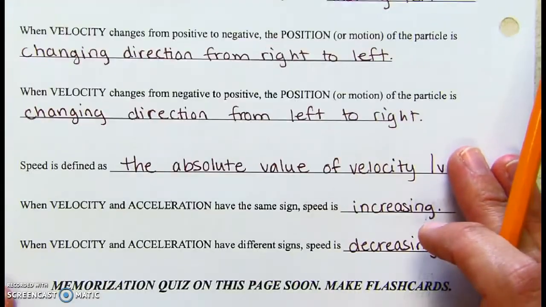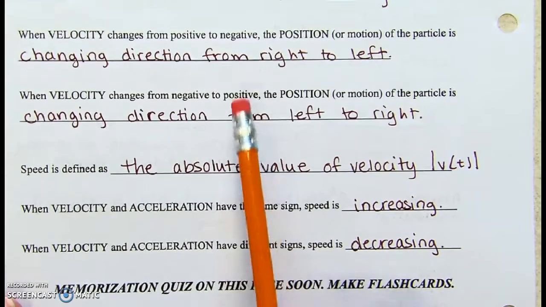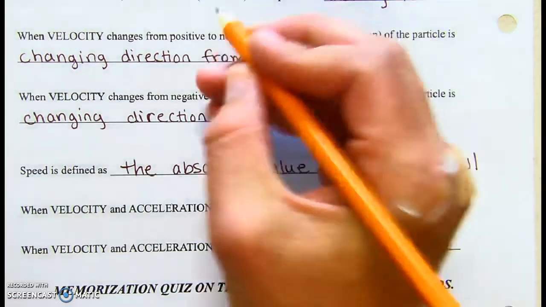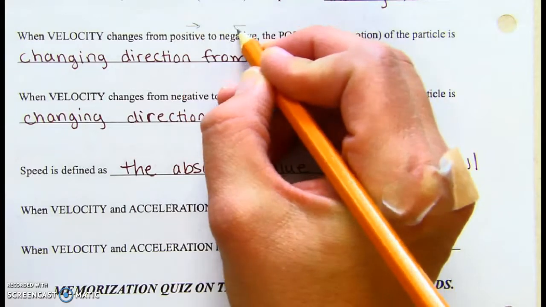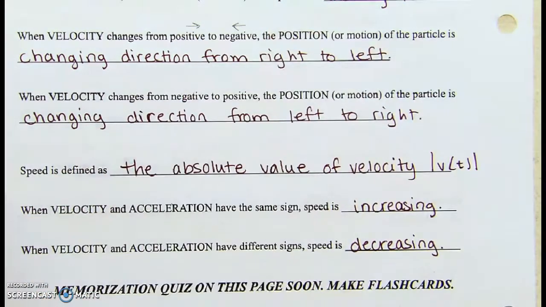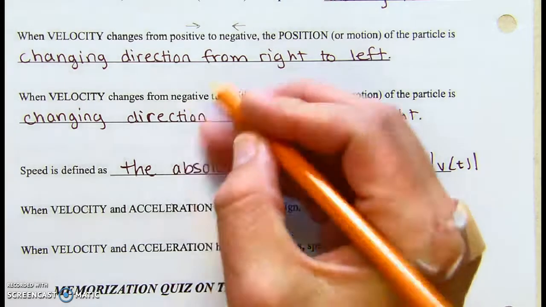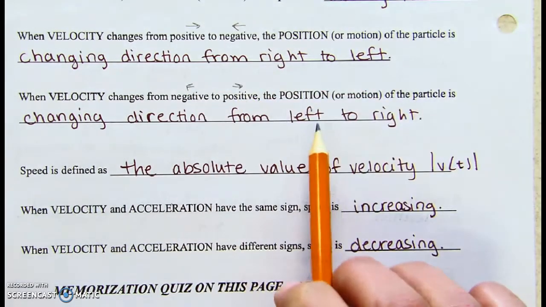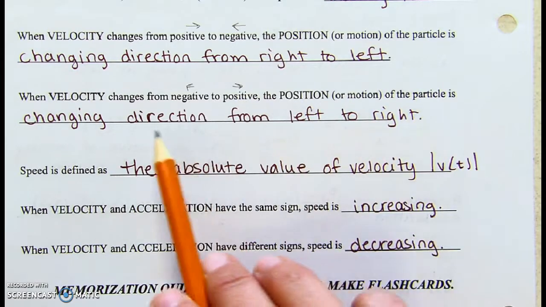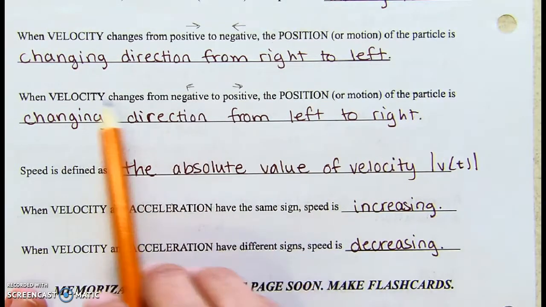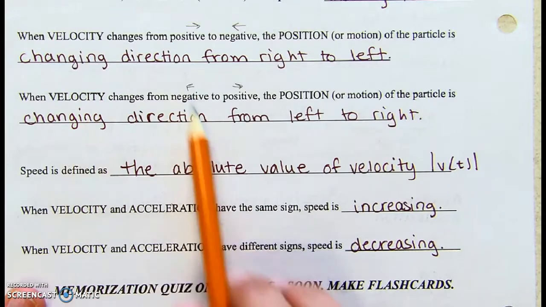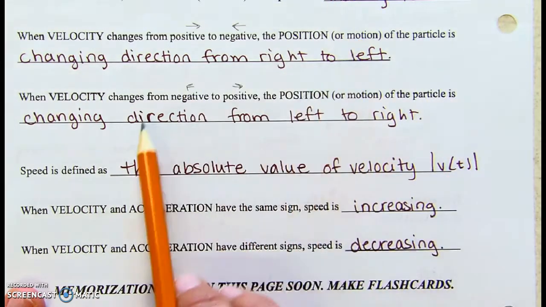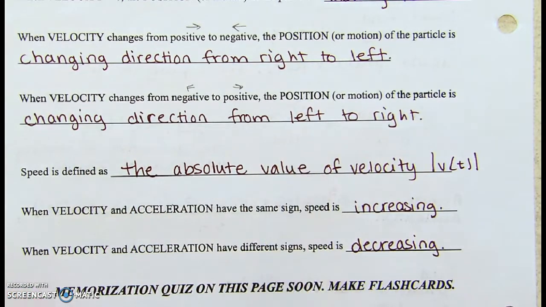All right, what happens if the velocity changes from positive to negative? So positive, it was going to the right, and then it goes negative, so it stopped, turned around, and went the other direction, okay? If velocity changes from negative to positive, then the position of the particle changed from left to right. But haven't we seen this before? When the first derivative changes from negative to positive, it's a minimum, yeah?